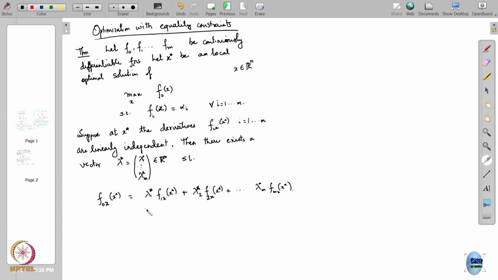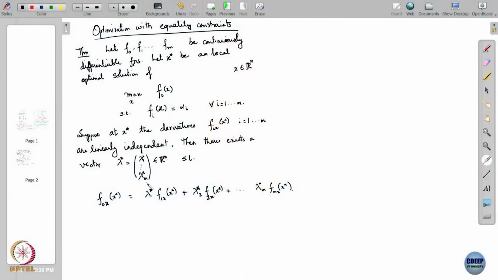So, this is one vector equation, right? How many components are we talking of? N of them, because these are all derivatives, so they are n length vectors. So, there are effectively n scalar equations here. How many unknowns do we have? What are our unknowns?